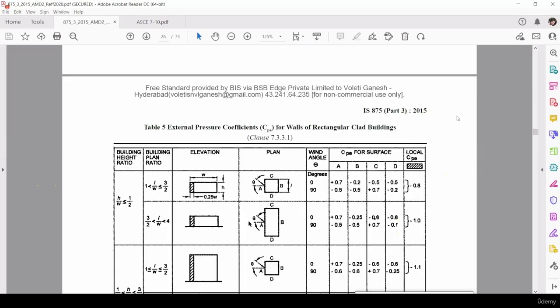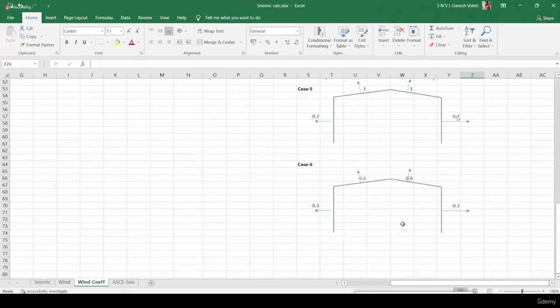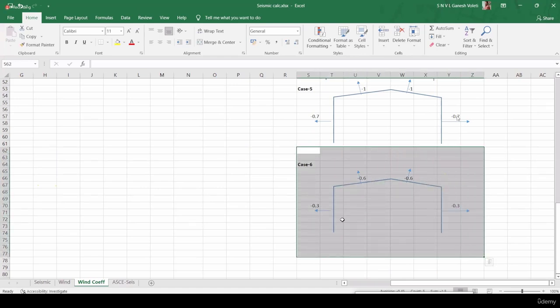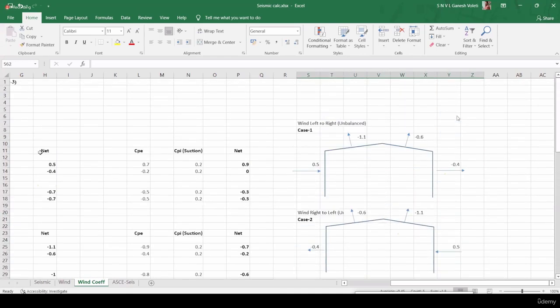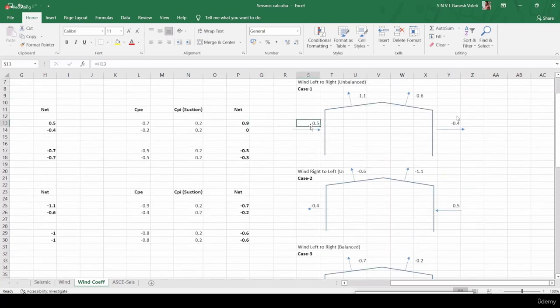Any other thing? Okay. Let's continue on this. All these things are understood, right? How to calculate external wind pressure, how to see the internal wind pressure coefficient, how to calculate net pressure, and how to use them on the frame.